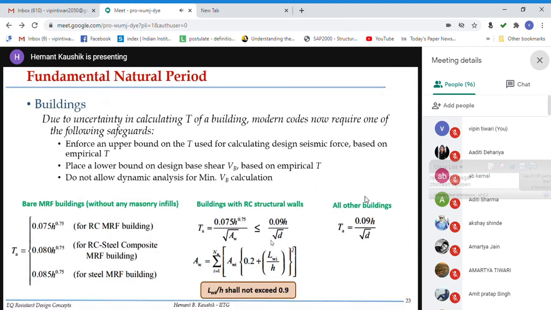Fundamental natural period, of course, the code has given us several equations, because like I already said, it is very difficult to find out the natural period of vibration, but our code has given these equations for bare moment resisting frames, for buildings with RC structural walls, and all other buildings. So using these equations, we can get the natural period of vibration. The buildings with masonry infills, they fall under this category. Okay, so this formula does not change. It is same as the previous version.